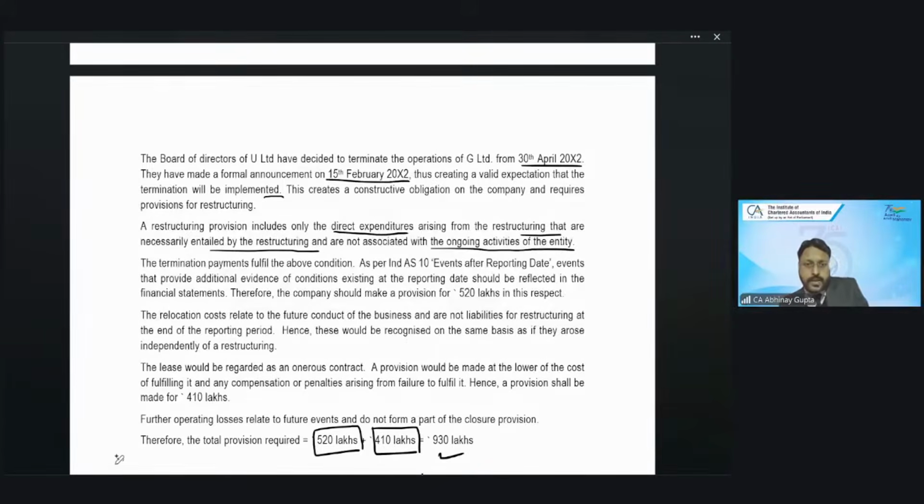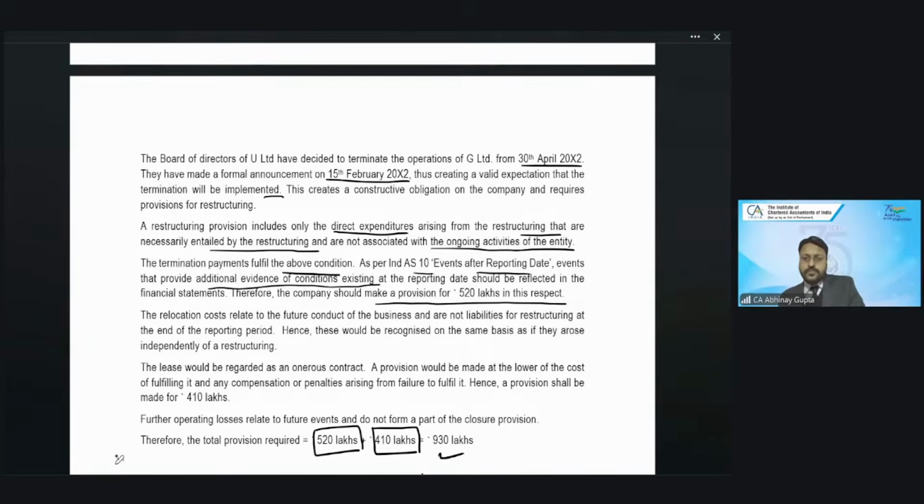The termination payment fulfills the above condition, and hence, as per Ind AS 10, events after the reporting date, that is, events that provide additional evidence of the conditions existing at the reporting date, should be reflected in the financial statements. Therefore, the company should make a provision for rupees 520 lakhs in this respect.